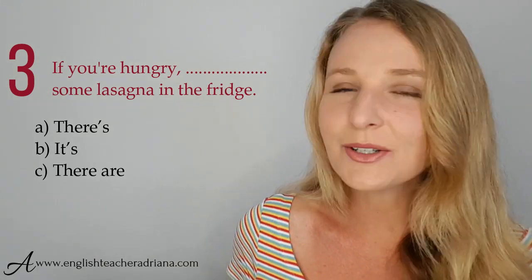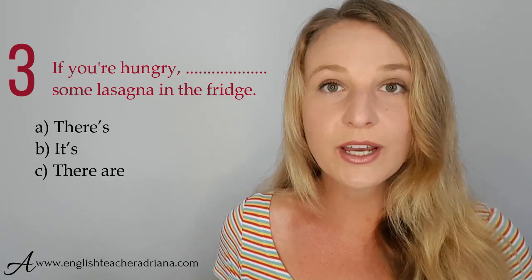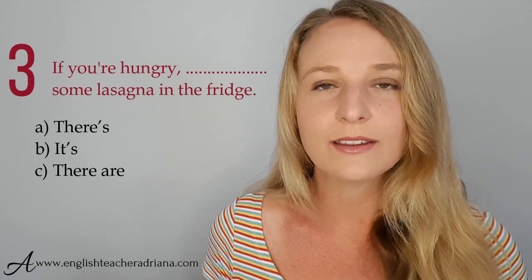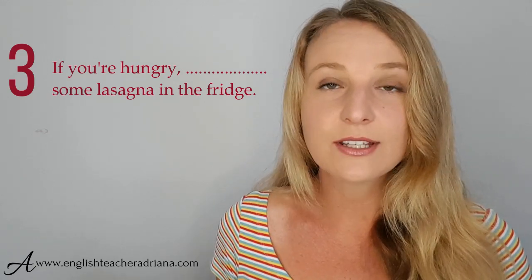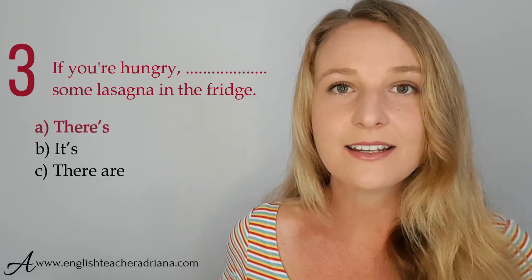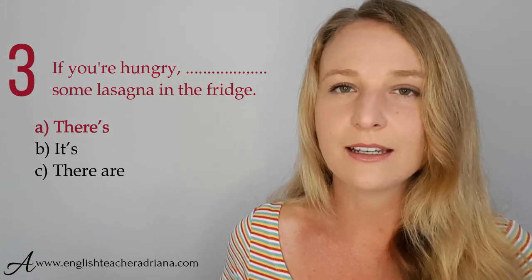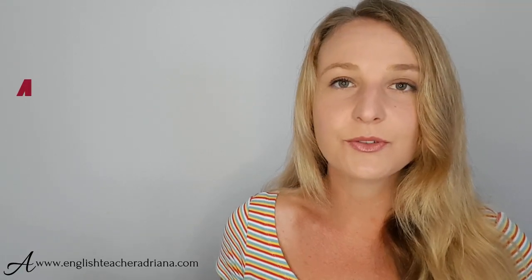Here in this sentence, we are talking about the location, so where the lasagna is. Also, lasagna is singular. There's only one lasagna here, so the correct answer is there is. There's lasagna in the fridge. It would be incorrect to use there are and also it in this setting. Moving on to question 4.